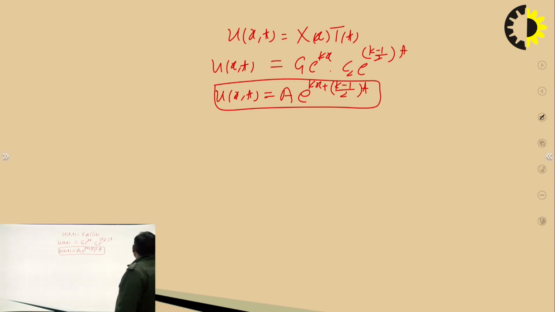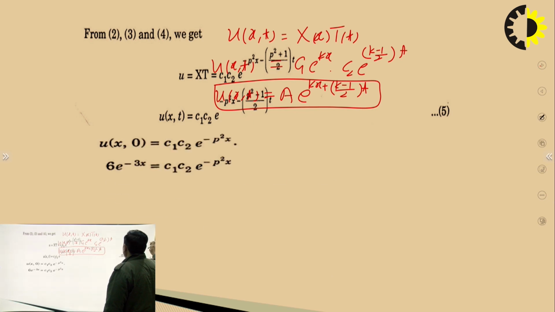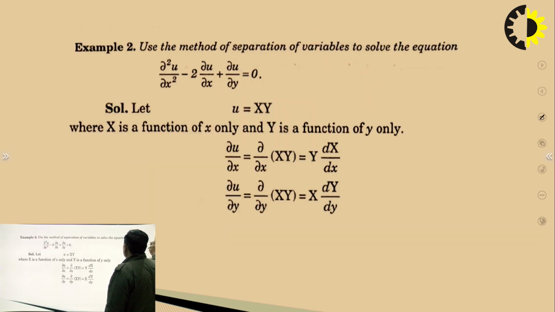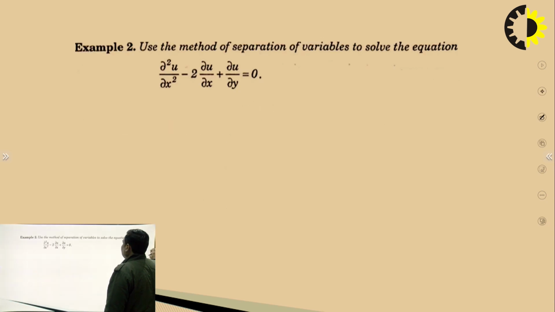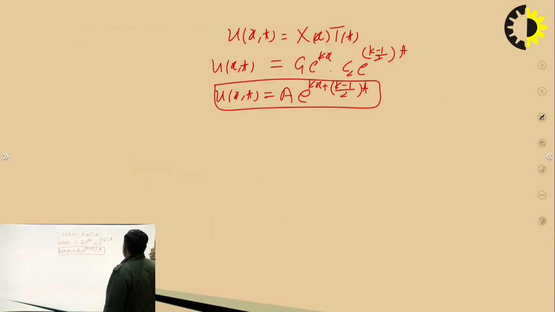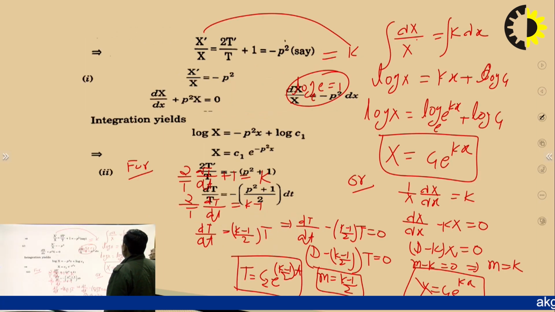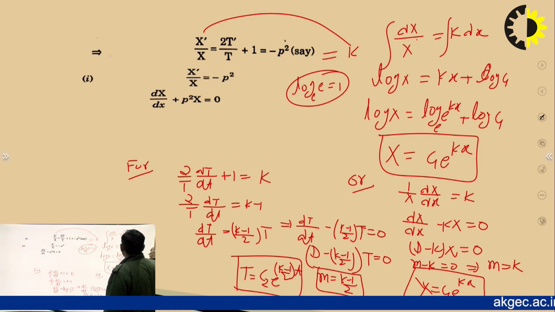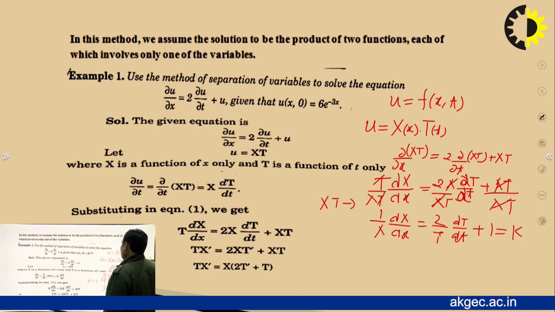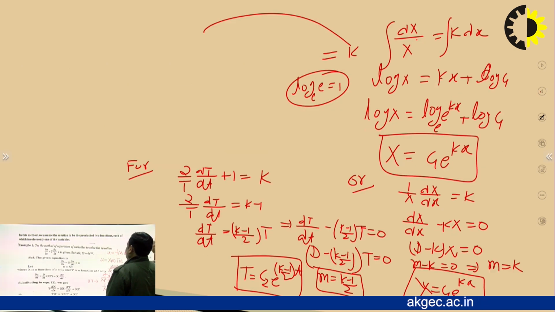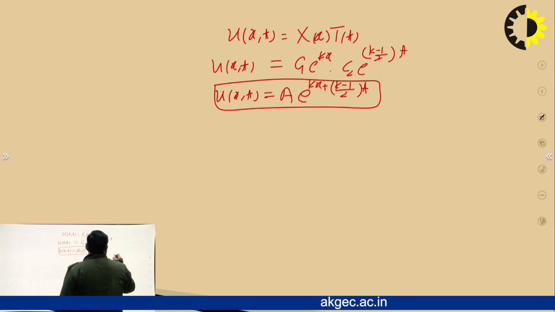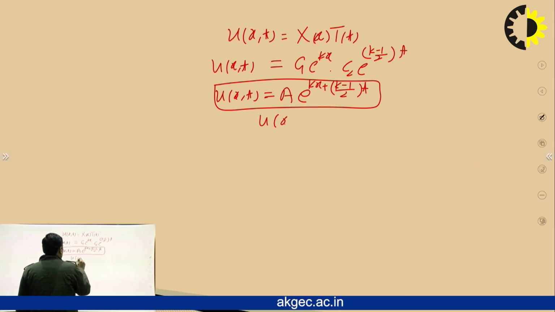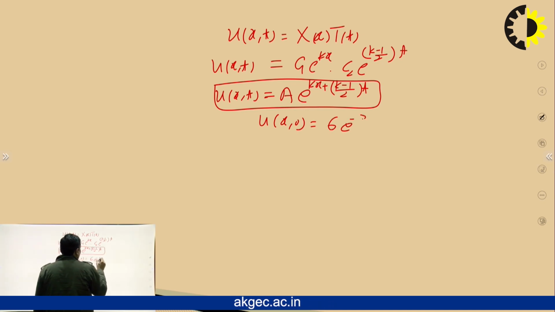So just look back. What is the condition? Here the condition is u(x,0) equal to 6 e to the power minus 3x. Yes, 6 e to the power minus 3x. The condition is given: u(x,0) equal to 6 e to the power minus 3x.